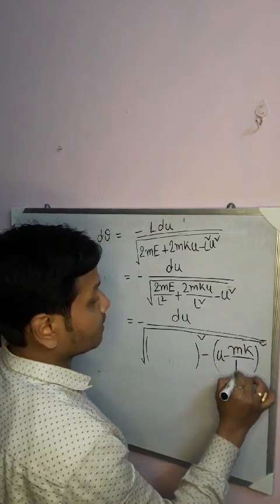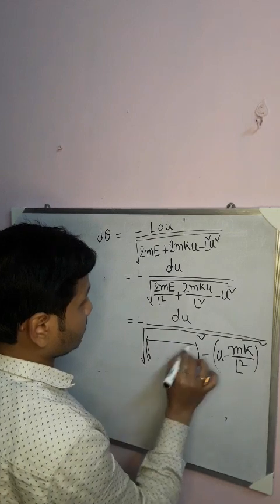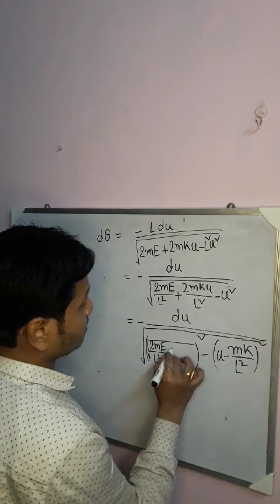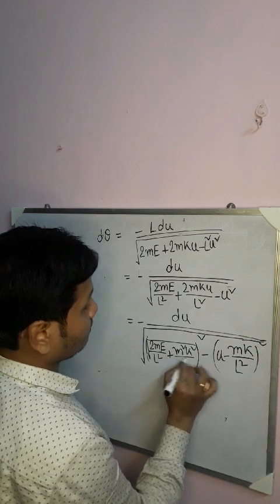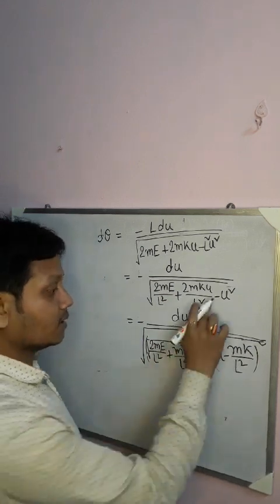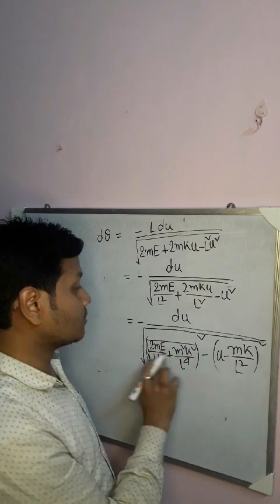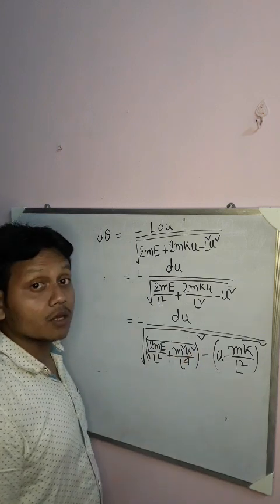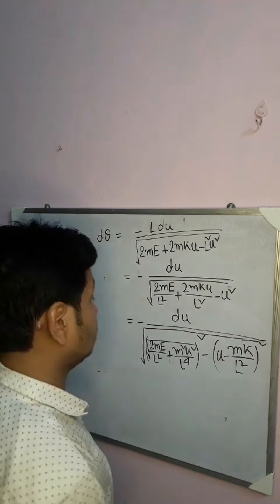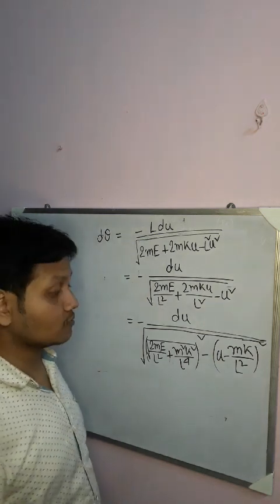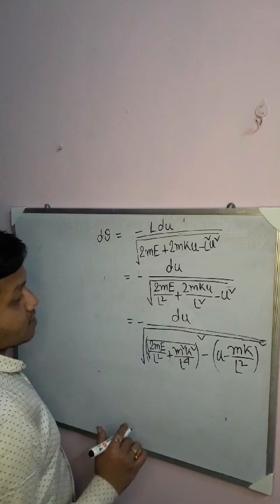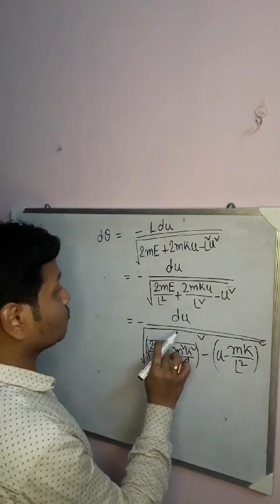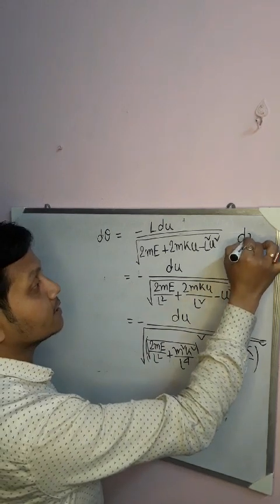So if we take it this way, then it would become this. You just check. This can be written in this way: square root of something square minus something square. Why? Because we have to integrate this. Now if you integrate this, it becomes this formula. We have to make it in terms of this.